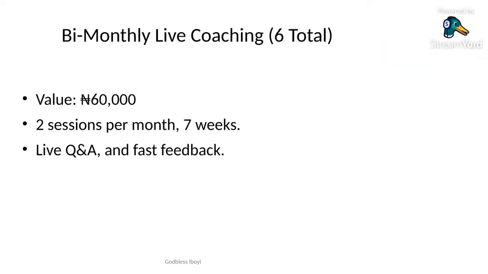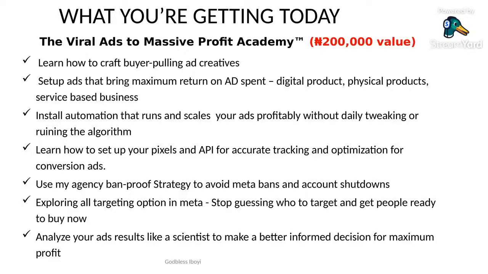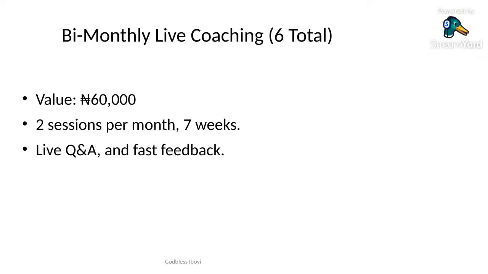Now, this is what you're also going to get on the Viral House of Massive Profit Academy, right? First of all, the Viral House of Massive Profit Academy is valued at 200,000 naira only, right? The live coaching session, which is six in total, is valued at 60,000 naira, right? It comes with two sessions per month for 7 weeks, right? With a live Q&A and fast feedbacks, right?